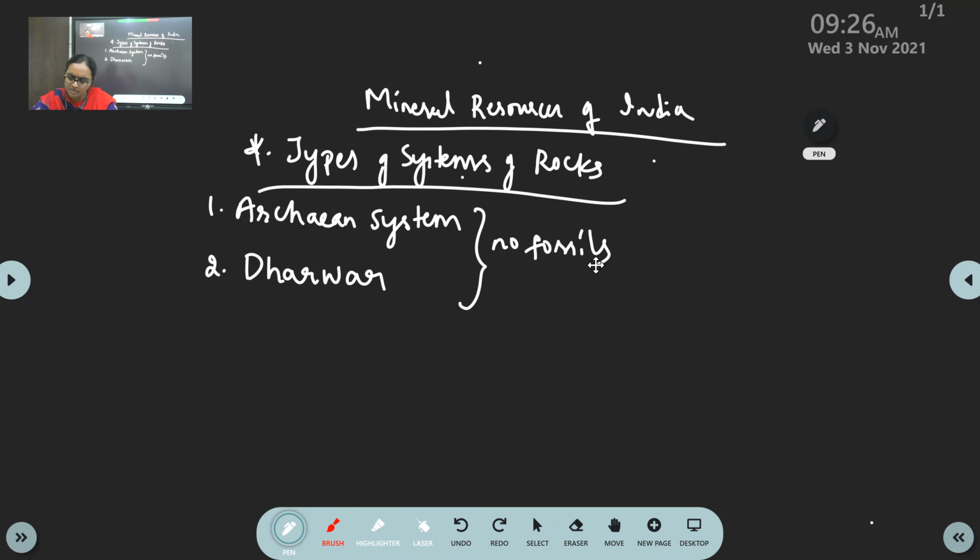I think twice or thrice they have asked this question. What is the oldest rock found in the Dharwad system of rocks, named after the Dharwad region of Karnataka? Third one, Kadapa system. Where is Kadapa? Rayalaseema. Kadapa.